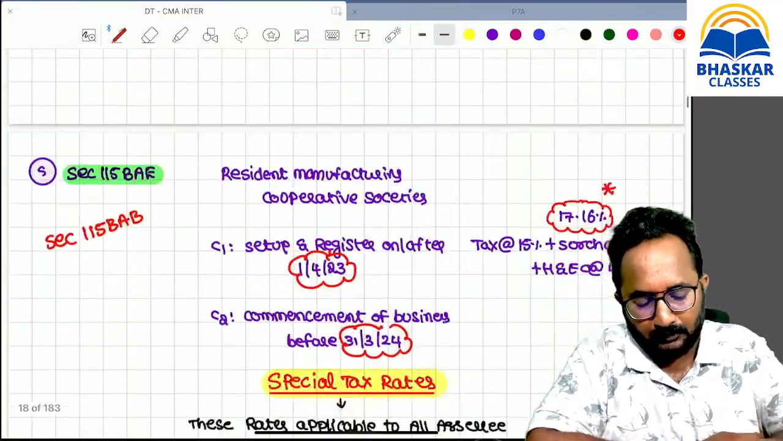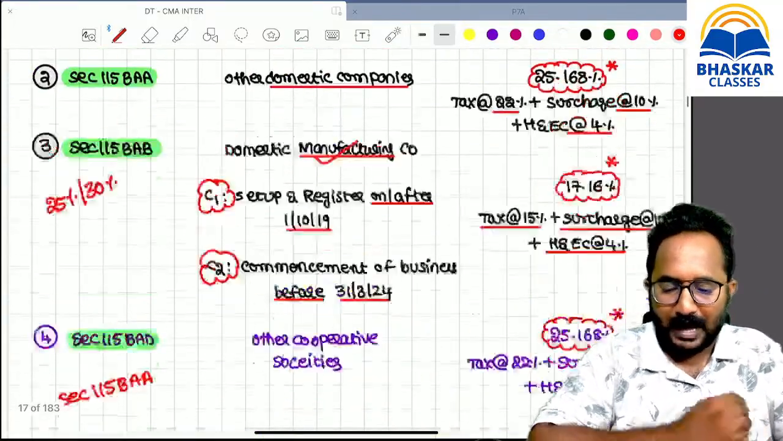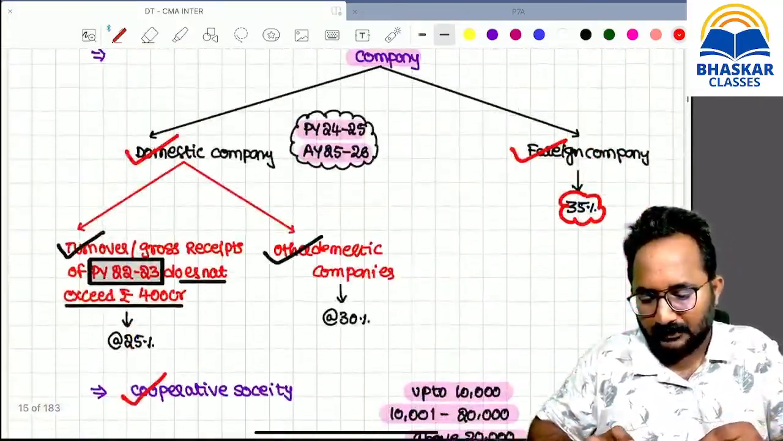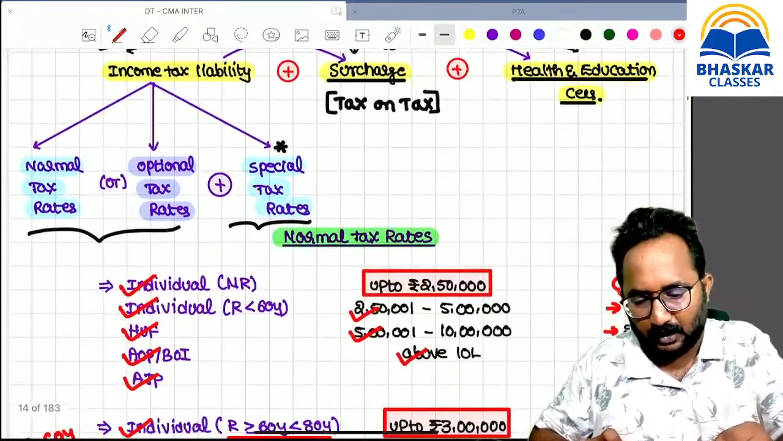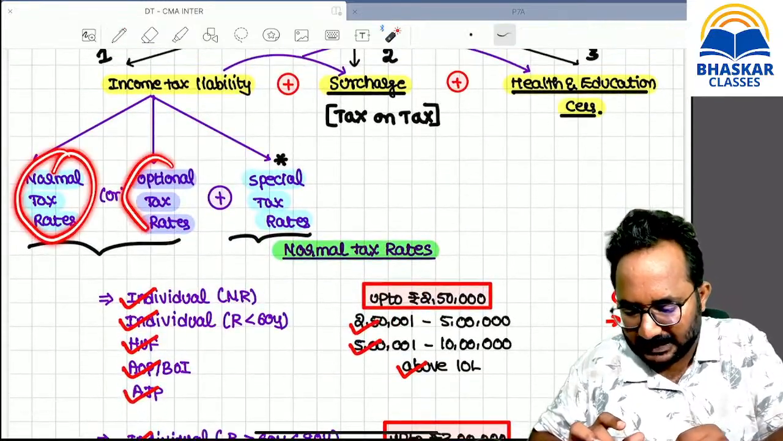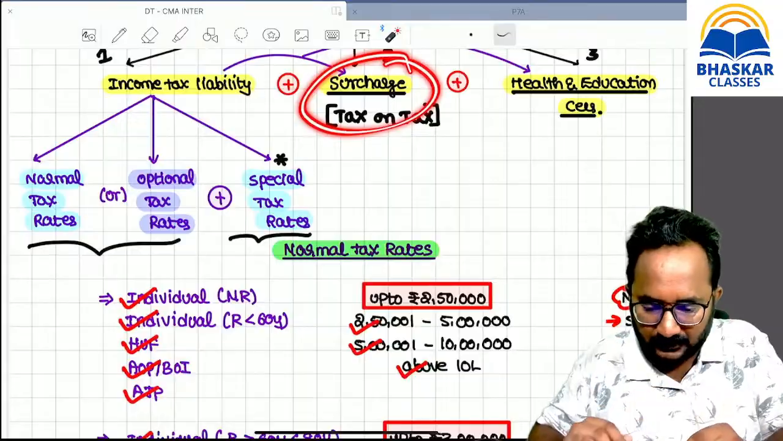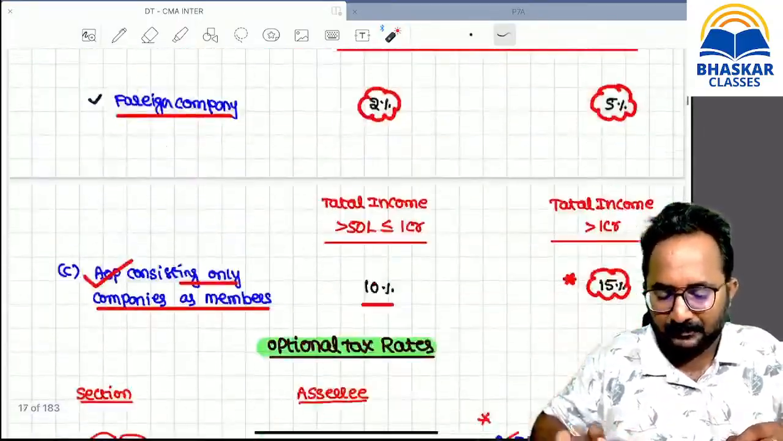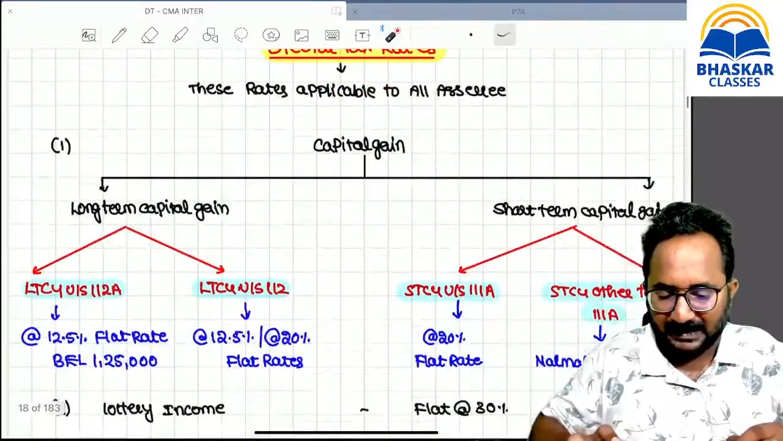Are you clear, ma'am, up to now? So, as of now, we discussed the normal tax rate, the optional tax rate, and the surcharge. But now we can discuss the special tax rates.